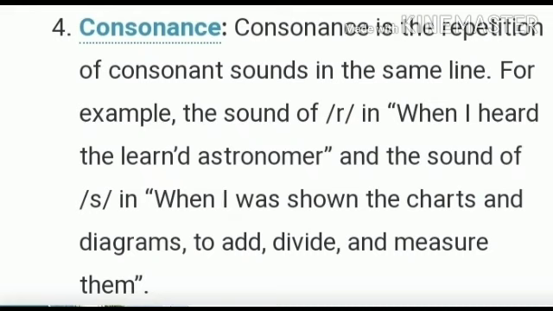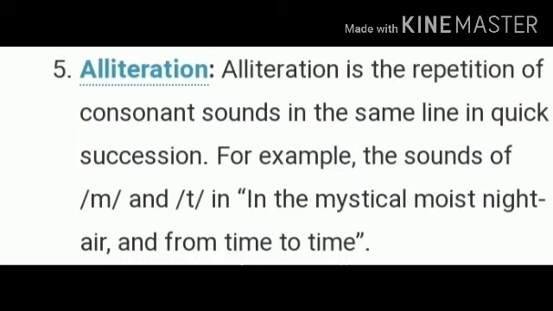Again, in the line, when I was shown the charts and diagrams to add, divide and measure them. Take the words charts, diagrams. In these two words, the consonant sound s is repeating at the end of the word in the same line. This is consonance. Next is alliteration.